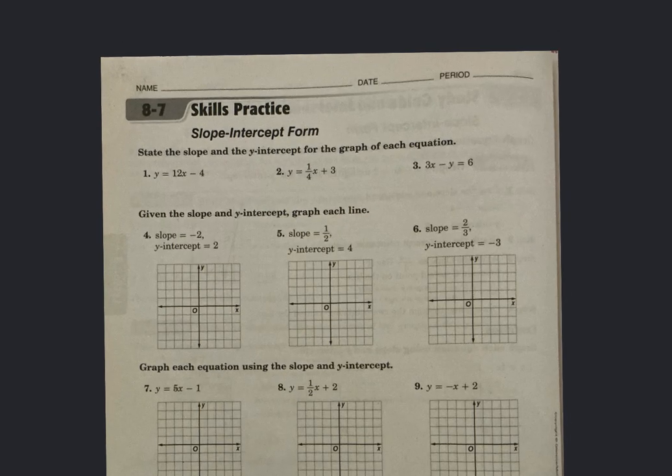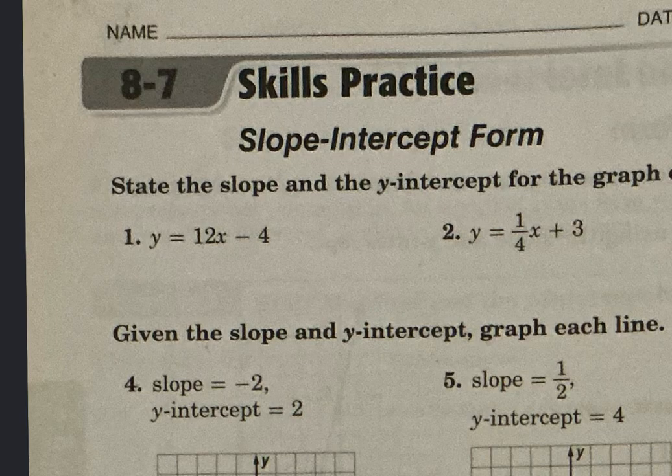All right, first question, they want to know the slope. So the slope is 12, and they want to know the y-intercept. The y-intercept is -4. Number 2, they want to know the slope. That's 1/4. And they want to know the y-intercept. That's 3.